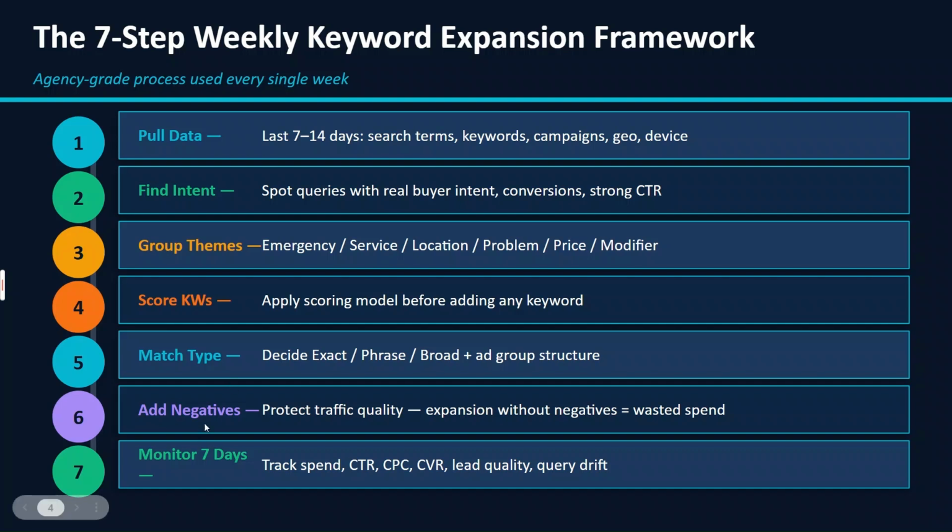Step 6 is add negatives at the same time. Every time you expand, you also protect. We never expand without adding negative keywords either. And step 7 is monitor the first 7 days after launch. Check the spend, CTR, CPC, conversion rate, and lead quality. This is the full loop, and when you do this every week, your account gets stronger and stronger over time.